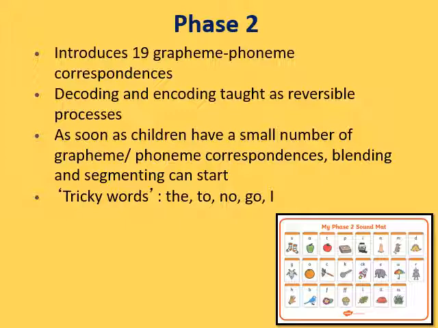As soon as children have a small number of the grapheme-phoneme correspondences and they can start to blend and start to segment, we also teach them the tricky words that are the, to, no, go, and I. You will be sent all of this home as soon as we start learning them, so you can practice at home as well. When we start phase 2 phonics, we'll also start to give out reading books, so you can practice the sounds at home.